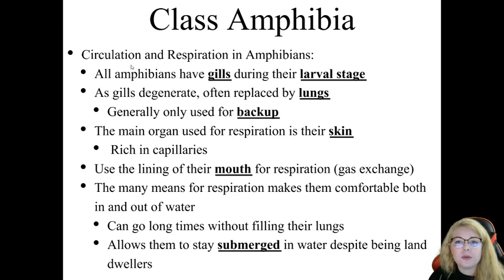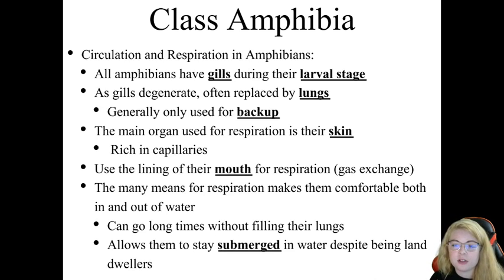All right, talking more specifically and more in depth about the circulation and the respiration of amphibians. So all amphibians, as we said, have gills during that larval stage when they first begin life, but as the gills degenerate, they're replaced by lungs. And the gills are basically generally only used for backup. The main organ that amphibians use for respiration is their skin. So this is kind of like the earthworm, where we learned that it mostly uses the cuticle and the skin, or the epidermis, to breathe.